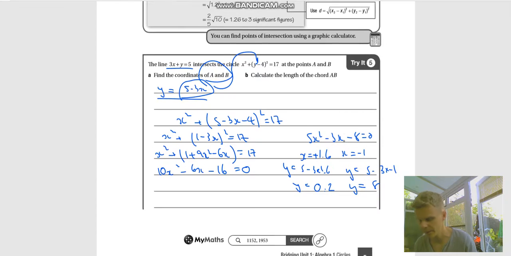So another little drawing will help you out here. So we now know what the values of A and B are. So A is at, let's say, here, so -1, 8. That's not very good actually, let's have it here. So that makes more sense, doesn't it? So we've got -1, 8, let's call that one A. And then for B, 1.6 and 0.2.